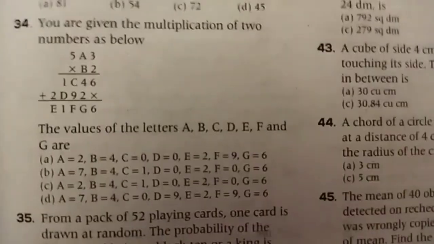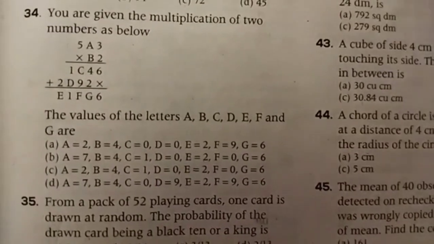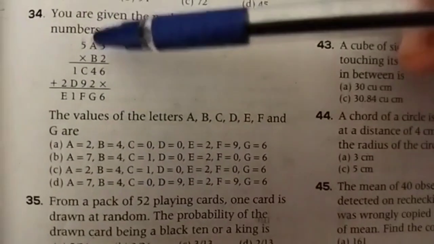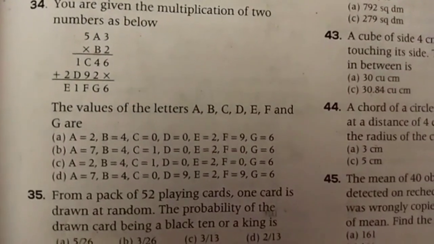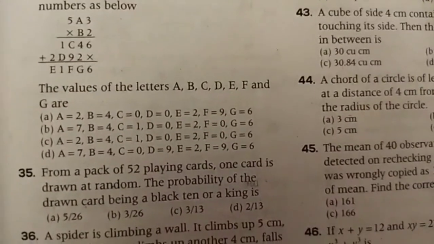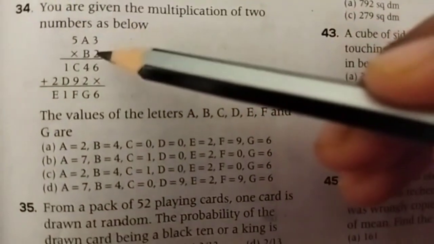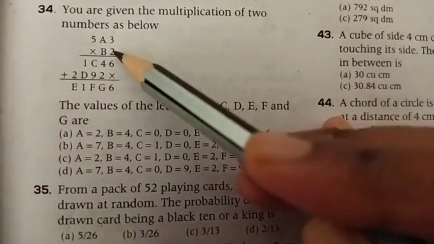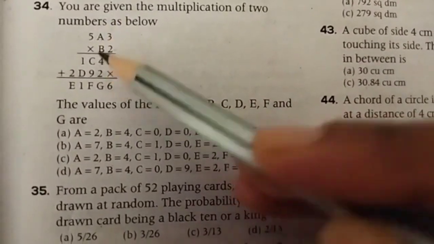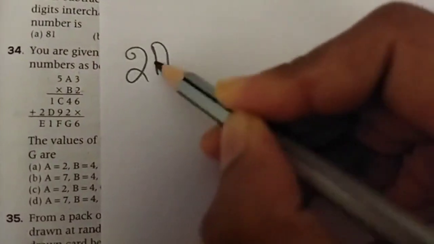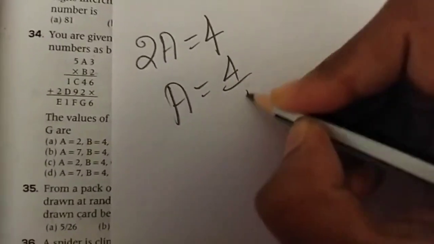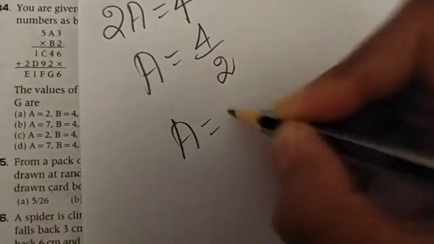You are given the multiplication of two numbers as below. The values of letters A, B, C, D, E, F and G are to be found. We need to find the value of letters A, B, C, D and G. Look here for this one. 2 3s are 6, right? Next, 2 into A equal to 4, so we get 2A. 2A is equal to 4. Then what is the value of A? A is equal to 4 by 2, so A is equal to 2.